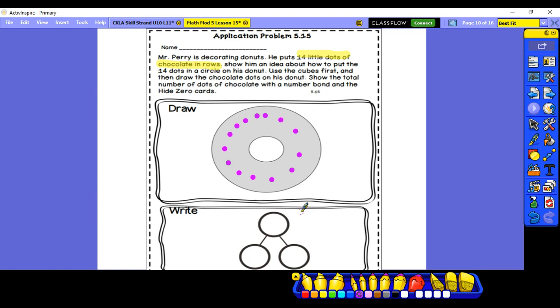Can we make a number bond to show his 14 dots? What would the whole amount be?